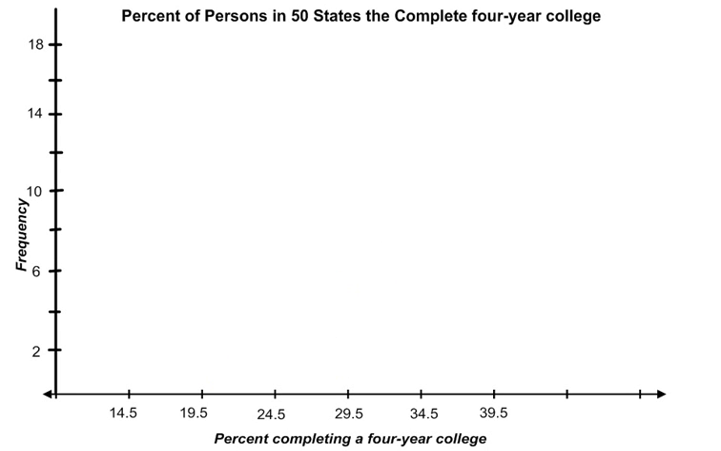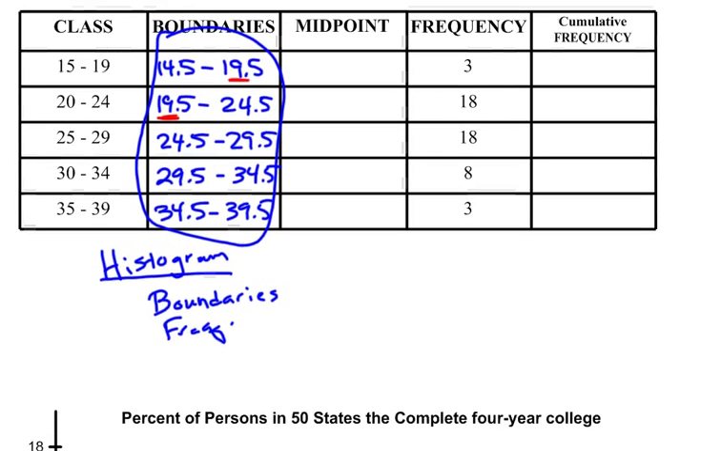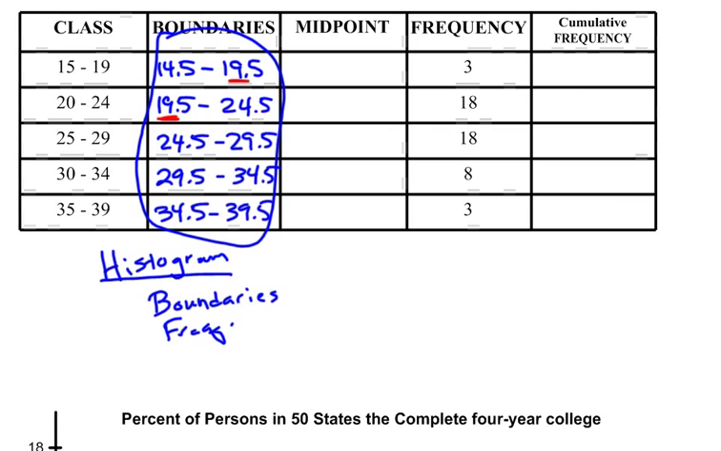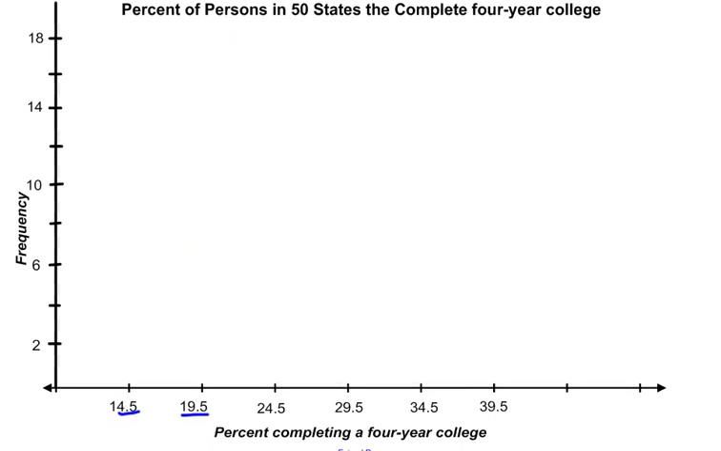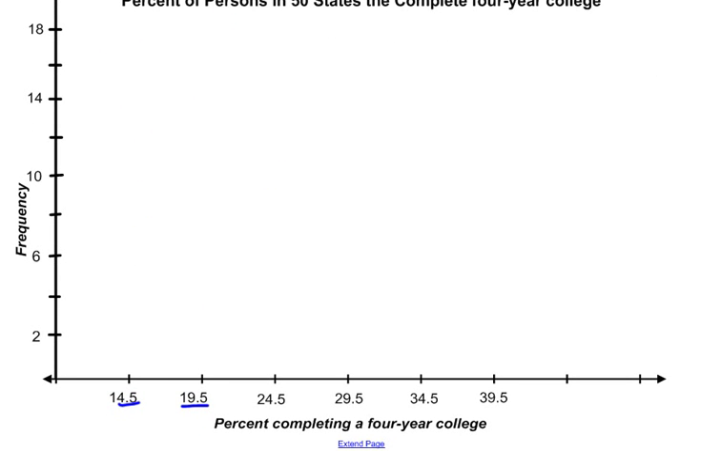So our first bar goes from 14.5 to 19.5, and there is a frequency in that group of 3, so we will raise our bar up 3 units from there. That's going to put it about right there maybe. And again, you've seen me do these. I'm not always spot on, but that's pretty close to 3.